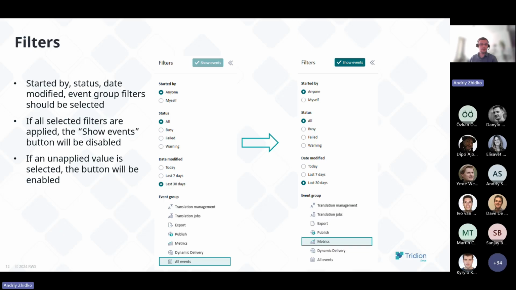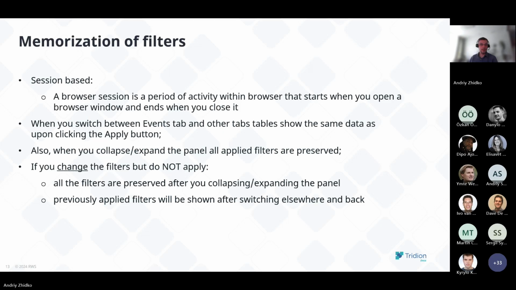You can use the statuses filter options. You can use date modified filter options, and here, of course, you can filter events by the group, either specific groups that are defined or use the all events group. Filters are preserved when they are stored as part of the browser session.